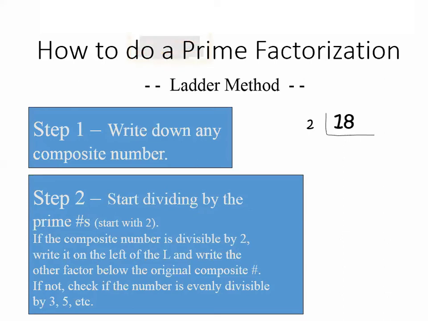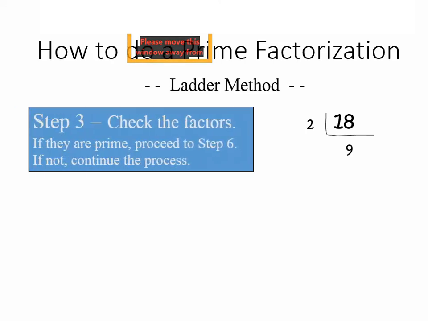First we have to write 2. 2 9s are 18. I made a mistake, 2 9s are 18. So what we will do, we then write 9. 9 is not completely divisible by 2, but it is divisible by 3. So what we can do, we can write 3. Check the factors. If they are prime, proceed to step 6. If not, continue the process.